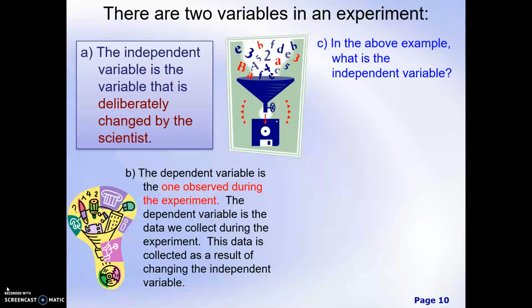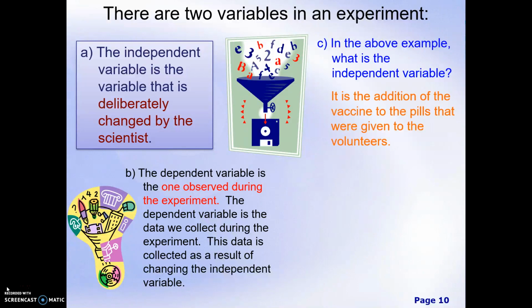So in that example we had with the pill, what would the independent variable be? The thing that we changed. It's going to be the vaccine, right? We changed whether you had the vaccine or not. So one group didn't, and one group did have the vaccine. That's the independent variable. So then what was the dependent variable if the independent was the vaccine that we gave?